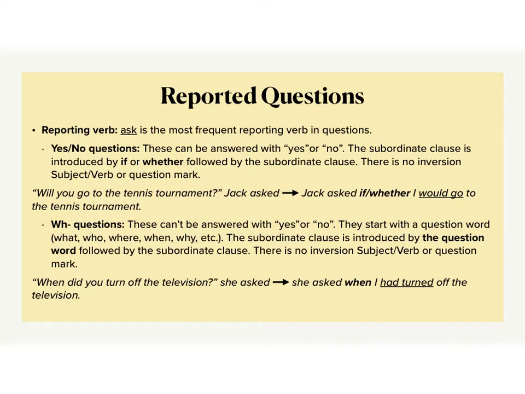To report a question that someone asked, the most frequent reporting verb is ask, okay? There are two types of questions in English, and there are two ways of doing the reported speech depending on the kind of question. So if it's a yes-no question, which can be answered with yes or no, the subordinate clause is introduced by if or whether and then followed by the subordinate clause. You have to pay attention because there's no inversion, subject, verb, or question mark, because that's no longer a question, okay?